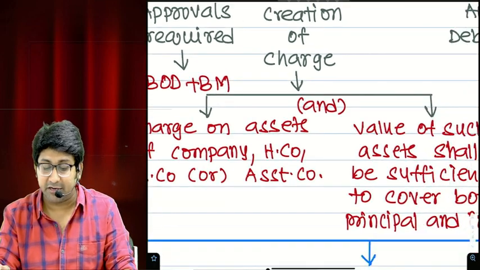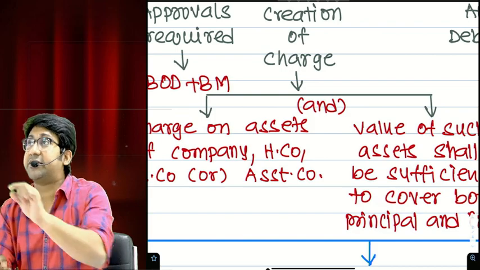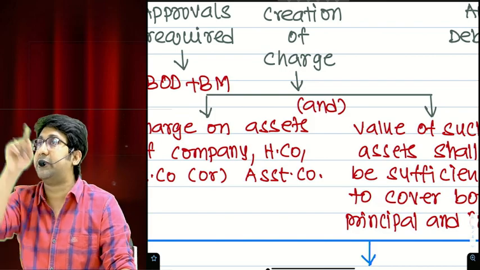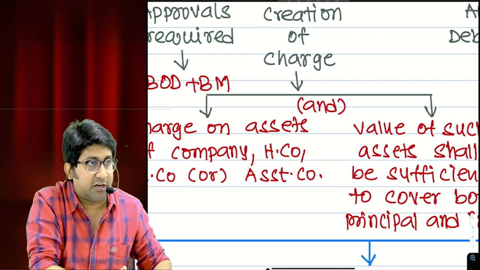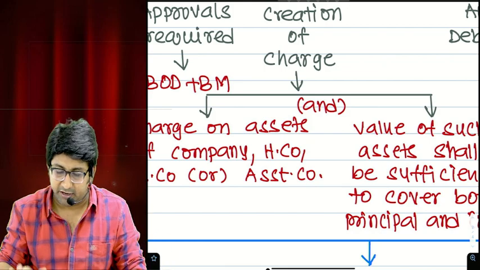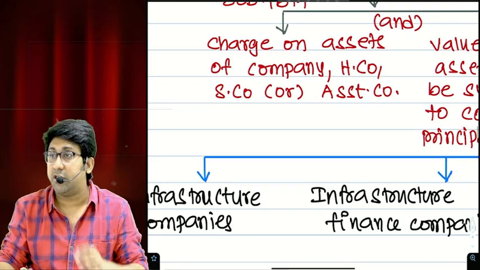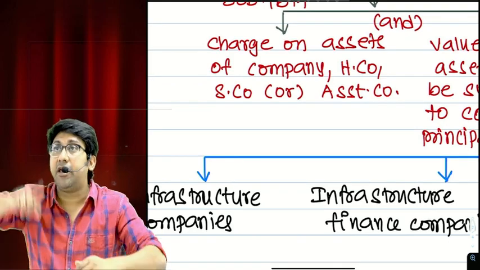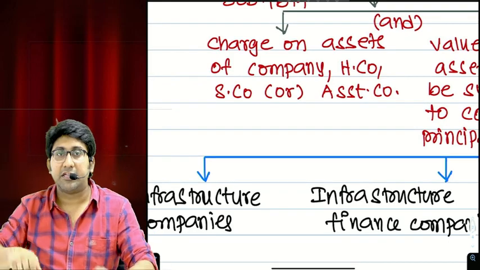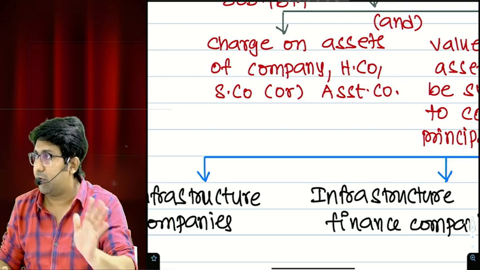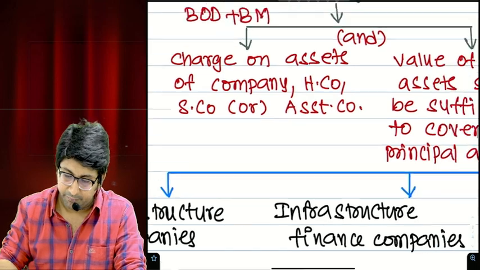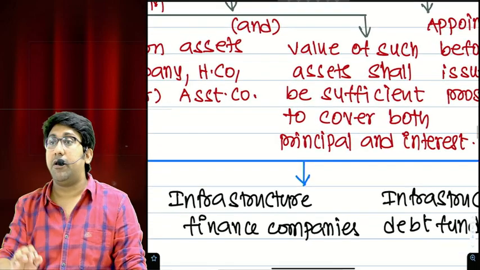Next, a very important thing, creation of a charge. The name itself is secured debenture. That means there should be something kept as security for the loan taken. So security. There will be a charge on the assets of the company or holding company or subsidiary company or associate company. We can keep anything as security and take the loan. Okay? Now, very, very important.